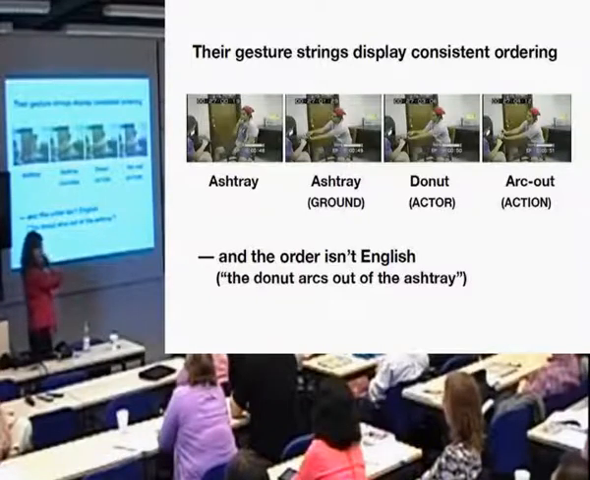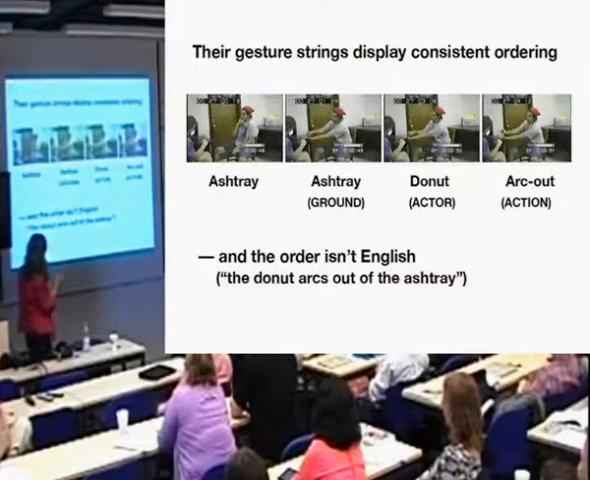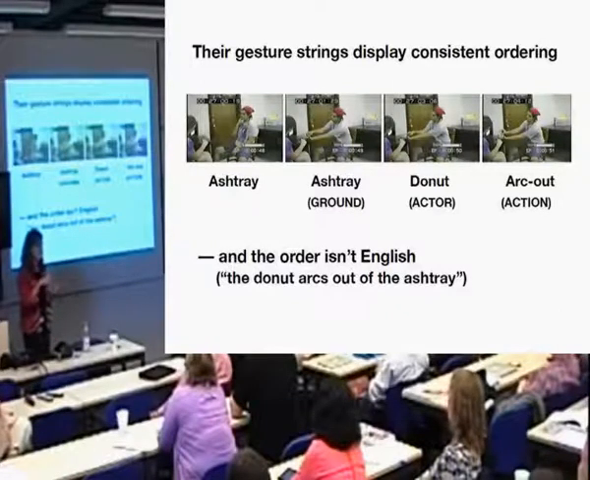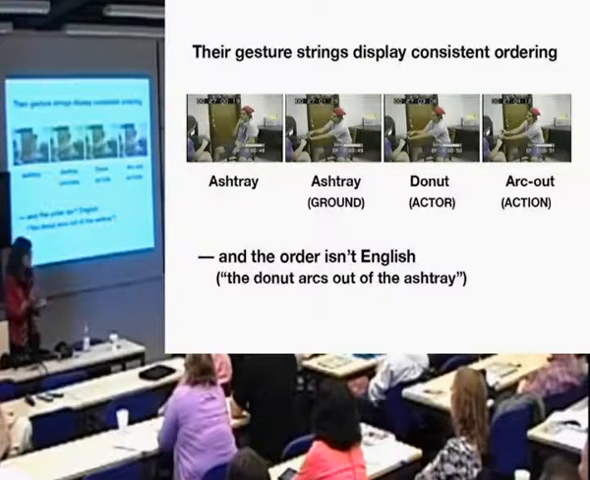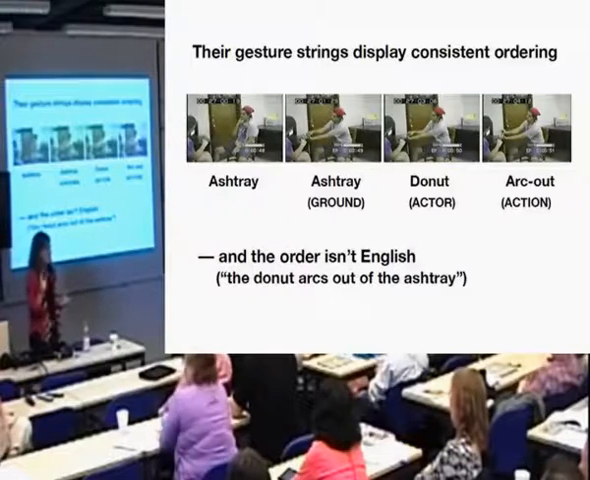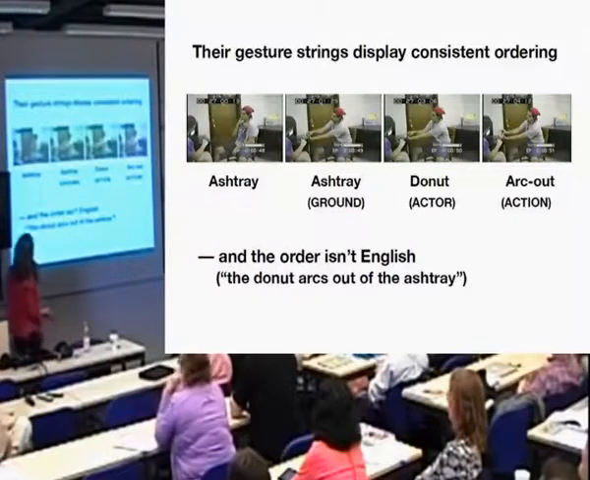Not just him, but all the hearing English speakers used this particular order. And this order isn't really English. You can say, out of the ashtray, the donut jumps. But it's a little more poetic than any of our subjects were. Our subjects basically said, the donut arcs out of the ashtray in their speech, but not when they were asked to gesture. So their gestures are looking different.